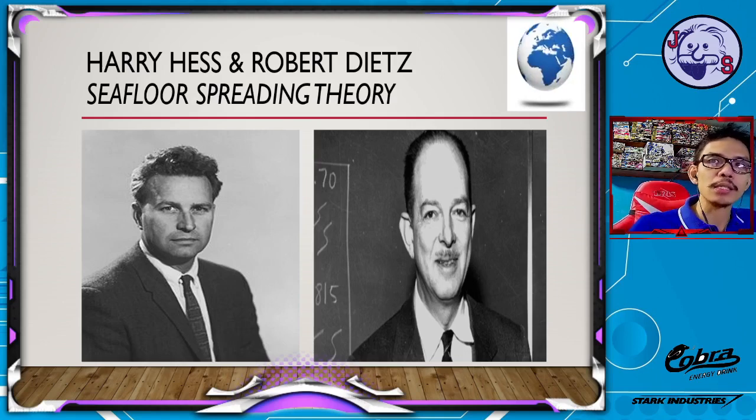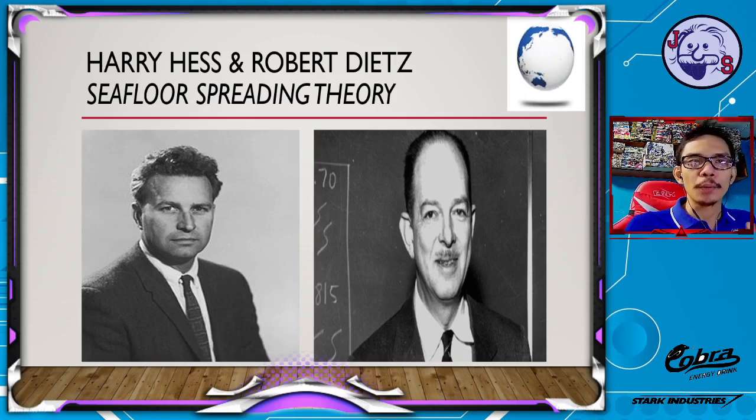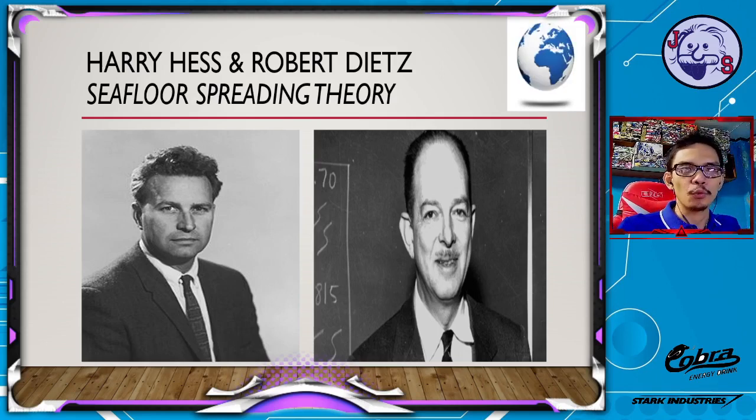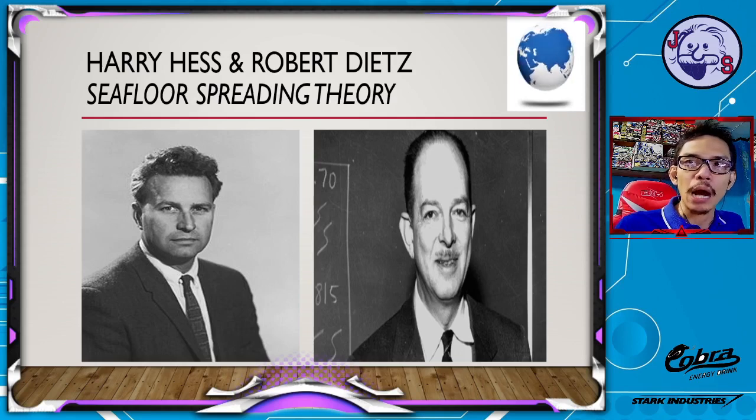The idea was that these large slabs of lithosphere found in the ocean floor are moving away from each other, and while they move away from each other, they carry with them the continents, which also move away from each other. That is what the seafloor spreading theory is all about.